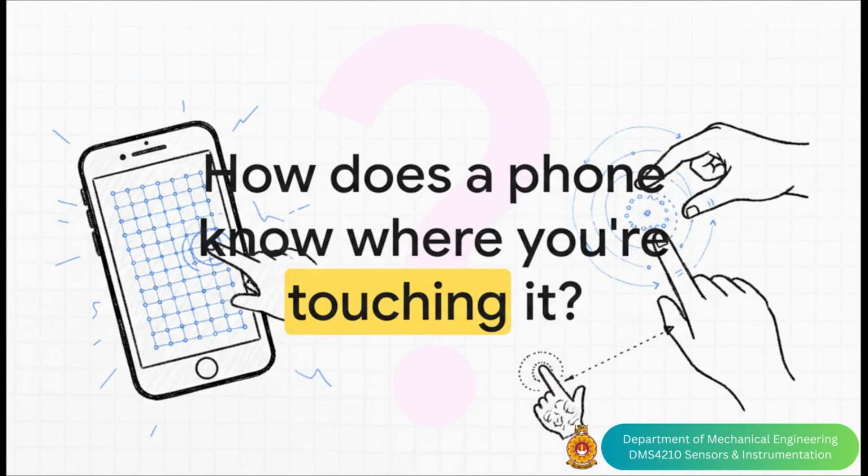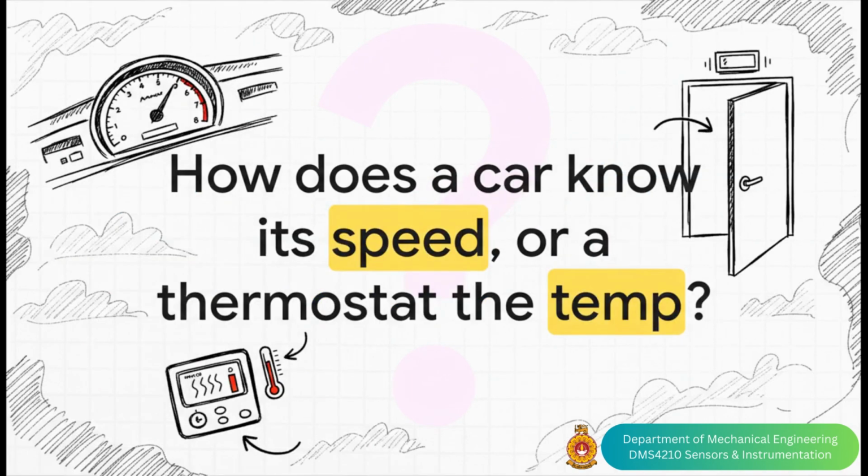So let's start with something you probably have right in your hand or in your pocket: your phone. I mean, you tap on it, you swipe, you pinch to zoom. How on earth does this little slab of glass and metal know exactly what you want it to do with such perfect accuracy?